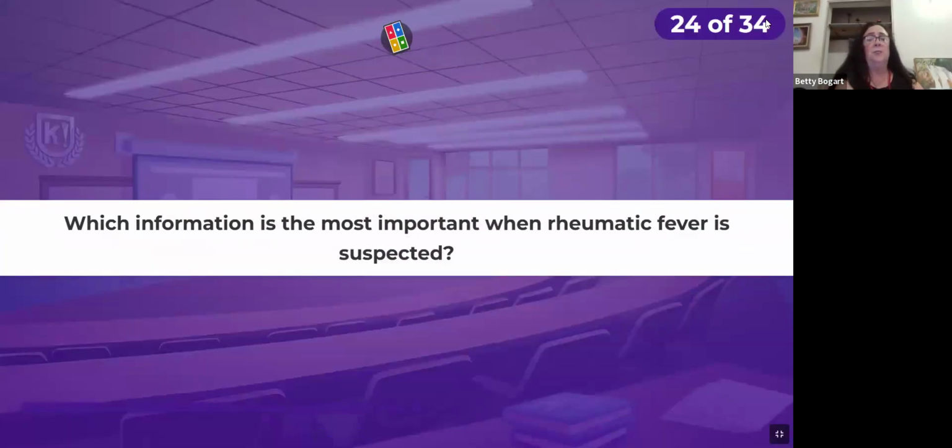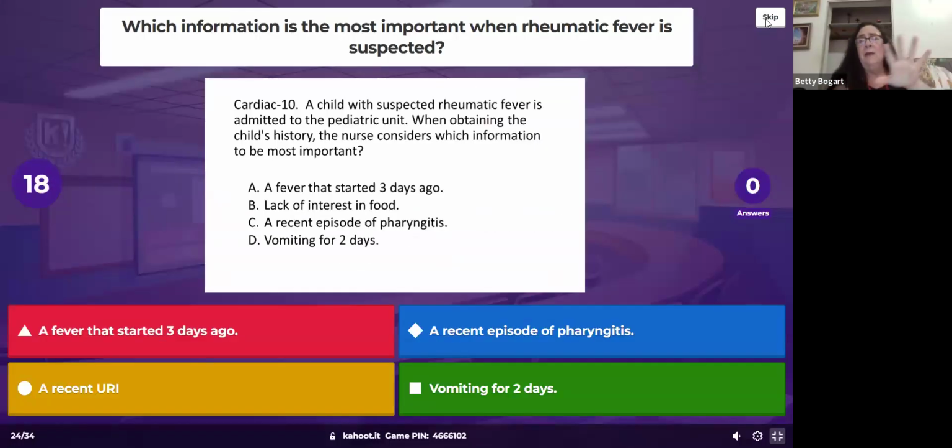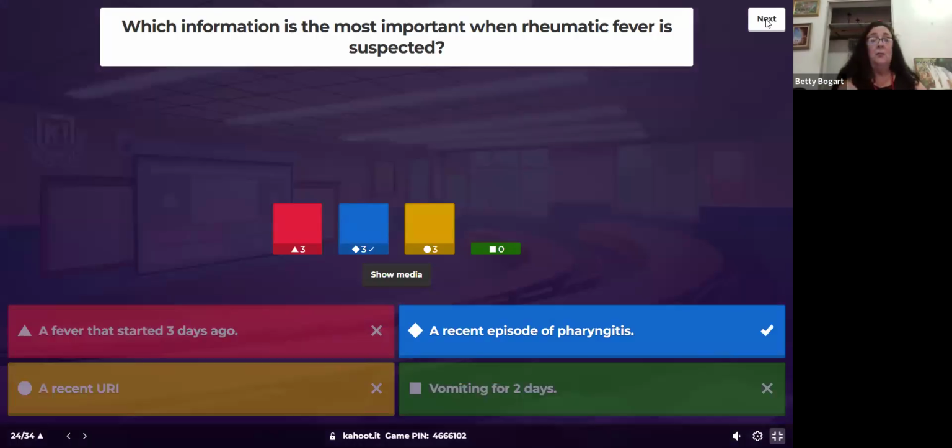Which information is most important when rheumatic fever is suspected? Now, rheumatic fever is something that's caused by strep, okay? So it's sort of a sore throat sort of thing, but it involves not only respiratory, it does involve cardiac too. So I put it here, so you can see it actually twice. I'm going to tell you again. But rheumatic fever is due to strep that was not treated or undertreated.